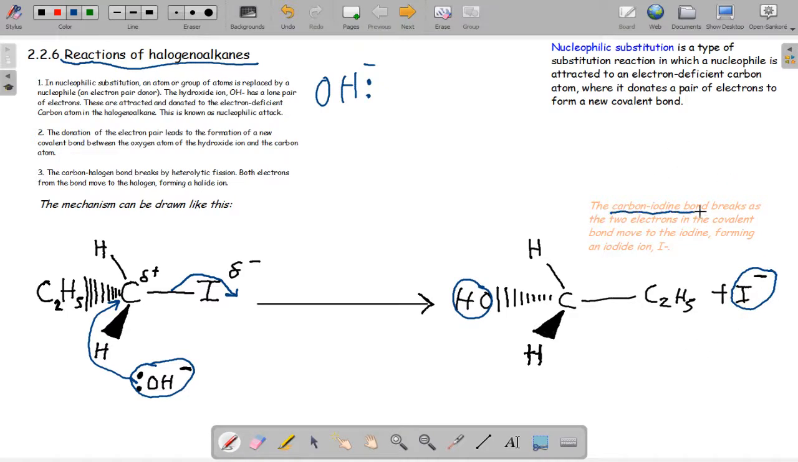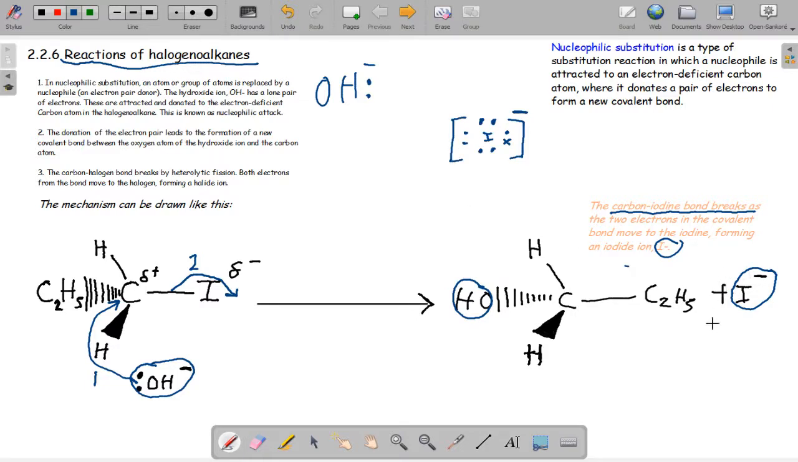The electrons from the bond move to the halogen, making the iodine an I- ion, because the carbon iodine bond breaks as the two electrons in the covalent bond move to the iodine, forming the ion. These arrows are representing the electron pair movement. So two electrons from the oxygen are moving to the carbon, and this is step 1, and step 2 here is the bonding pair of electrons moving to the iodine atom, as it has room in its outer shell for one more electron. So this cross is representing the bonding electron that came from the carbon, but now it has turned iodine into a minus ion.